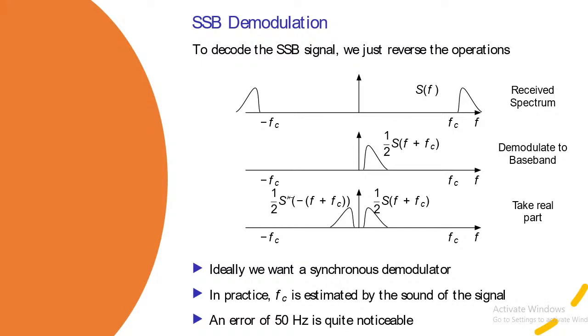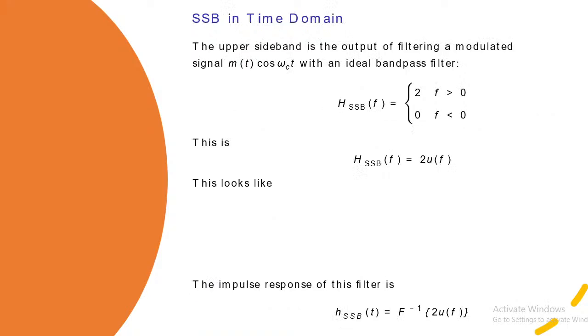Ideally, you require a synchronous modulator in this case. In practice, FC is estimated by the sound of the signal. An error of 50 Hz is usually noticeable in SSB modulation. Now let us see SSB in the time domain. Let us do a time domain analysis and then we'll stop.